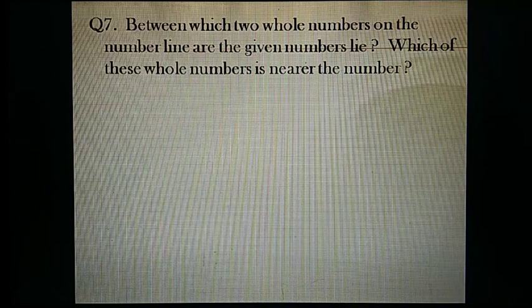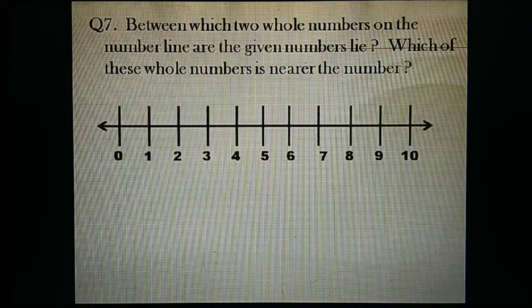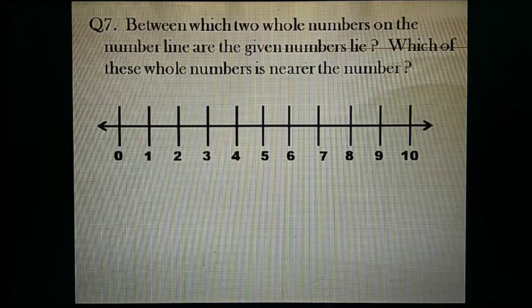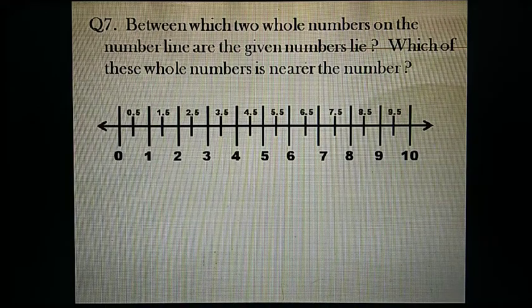Question number 7. Between which two whole numbers on the number line do the given numbers lie? Which of these whole numbers is nearer to the given number? Here I am using a number line. All the markings are at equal distance. Now marking the centers and labeling them as 0.5, 1.5, 2.5, 3.5 and so on.